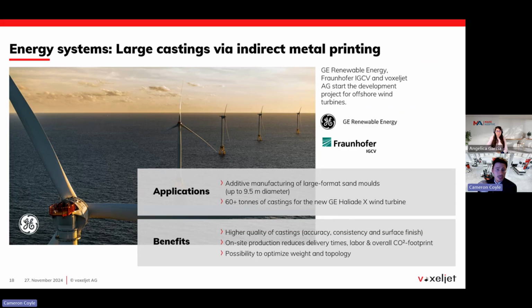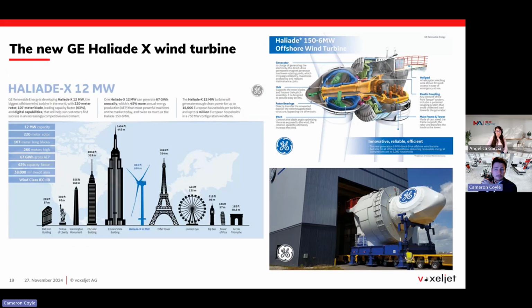So through the project with GE, they came to us. It was now over 3 years ago, with the idea to manufacture certain components for the wind turbine. You can see here an example of the size of the turbine. So it's 260 meters. Each of the blades are 107 meters. And you can see that there compared to the Tower of Pisa and the Eiffel Tower as well.